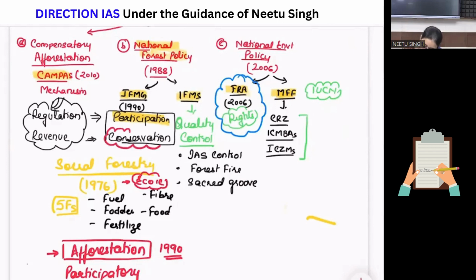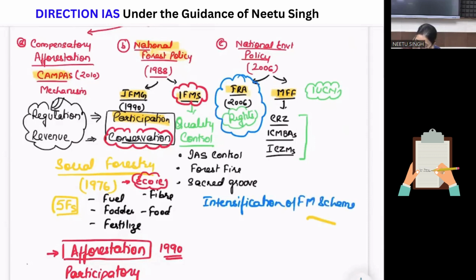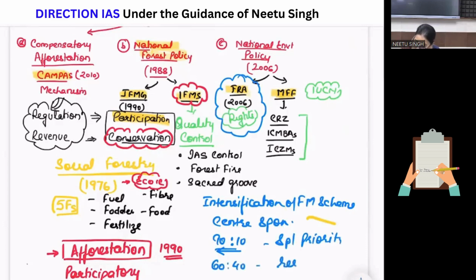Conservation part 1, I told you that already. It is IFMS. Remember IFMS very carefully; it is absolutely unique. It stands for Intensification of Forest Management Scheme. This is a centrally sponsored program. It goes with 90:10 centrally sponsored in the special priority regions, or otherwise it is 60:40 for the rest of the country.